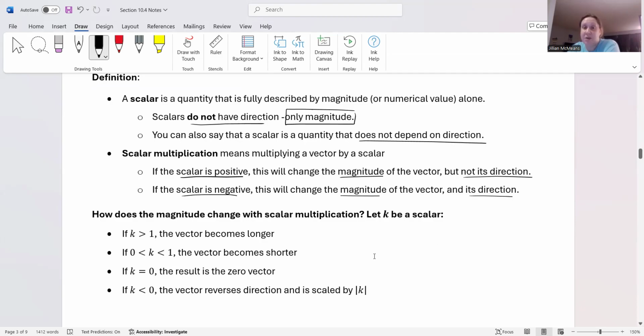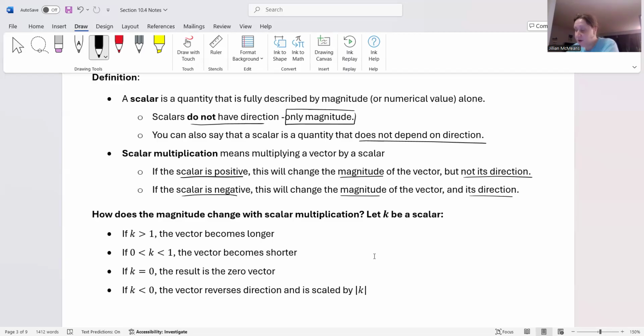How does the magnitude change with scalar multiplication? We're going to let k be some scalar, okay? If k is greater than 1, the vector becomes longer, okay? So if we multiply some vector by a scalar k that is greater than 1, it's going to stretch, it's going to elongate our vector. If we have a scalar that is between 0 and 1, so it is positive but it has a value less than 1, then it shrinks the vector. It's going to make it shorter, okay?